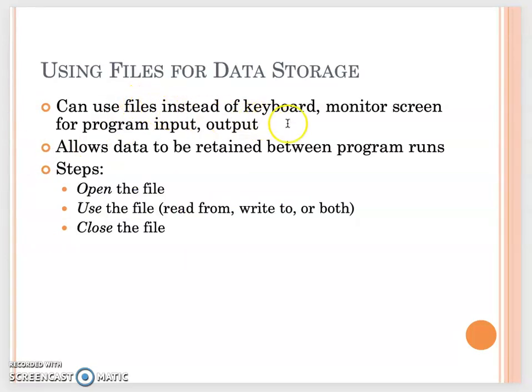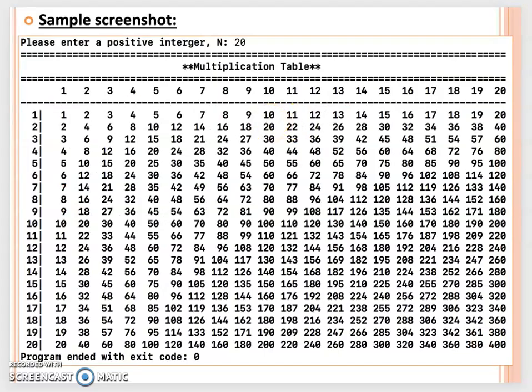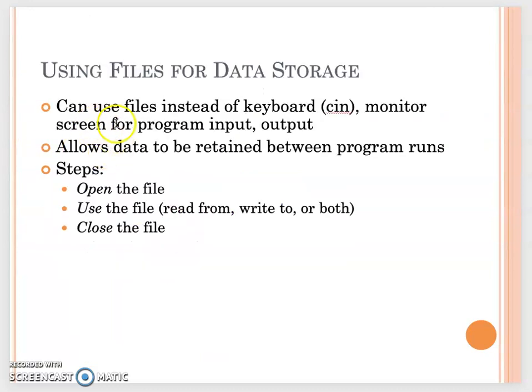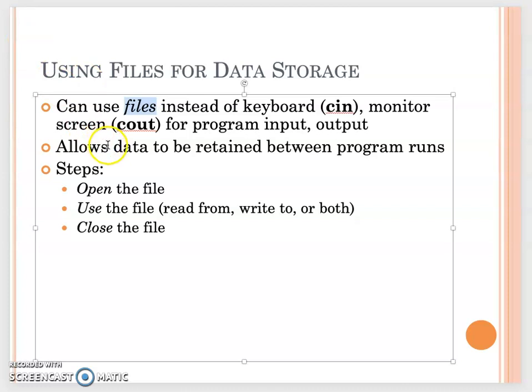So using the file instead of using the keyboard and monitor screen for the program input and output, that's what we talked about earlier. Because remember, when you're using the keyboard for the input, we're using cin. When we're using the monitor as the output, then we do the cout. Those cin and cout, remember that's from the iostream. So by default we have the cin and cout objects. But now instead of using the keyboard and monitor, we are using files. So we will see how to write and read into the file.